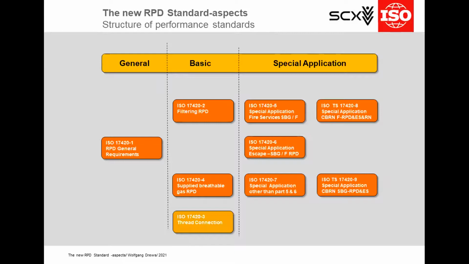Into the special applications, escape is included. It's not an own separate document, and radionuclear filters have been taken into the group of CBRN rather than into the filtering RPD. The special application fire services has a joint group that creates these documents. That's a group between SC14, Firefighting Ensemble, and SC15, Respiratory Protection. The special knowledge about the fire services application has been taken into account, and so that group creates these documents.